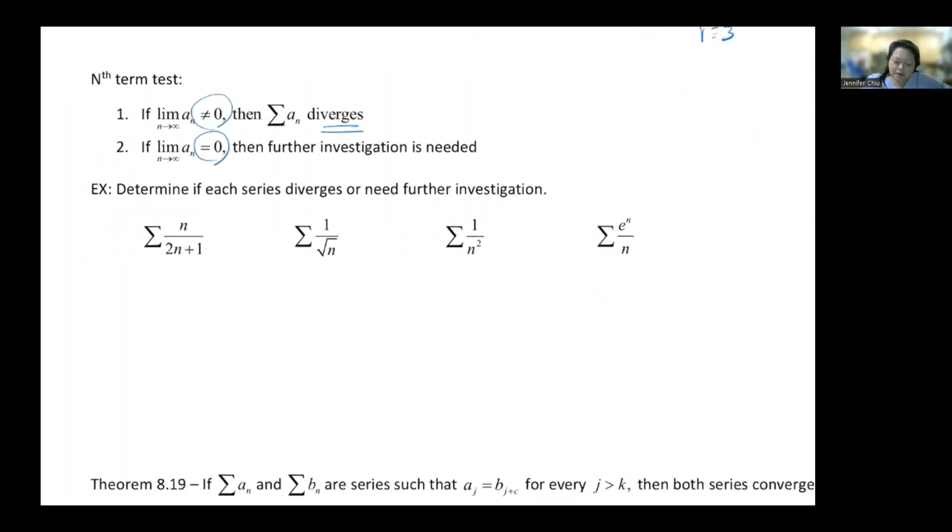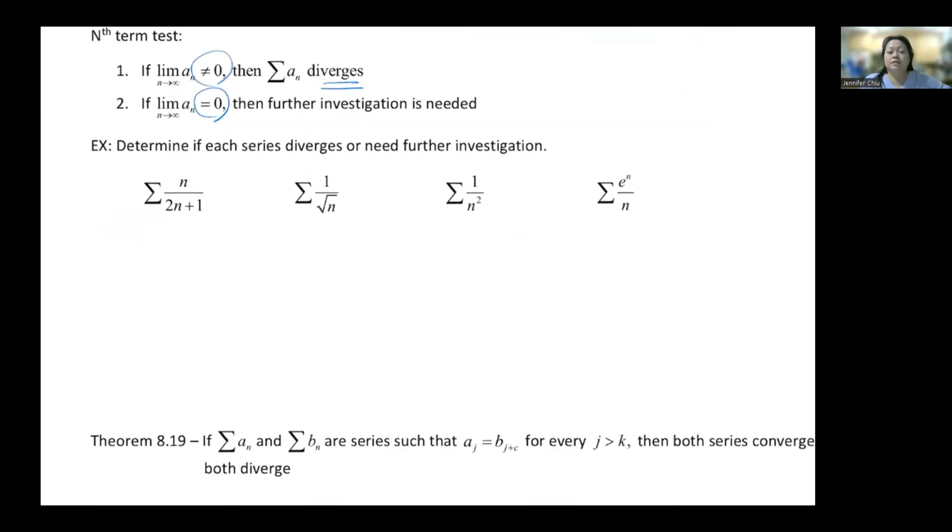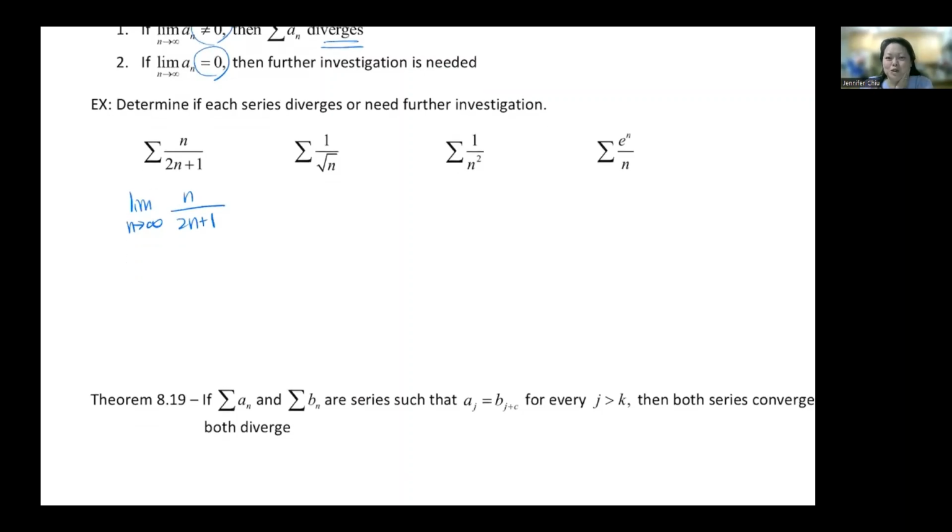Okay, so let's see. We're going to look at all these summations, all these series, and see if we can reach a nice conclusion here. You're going to treat the term, so the limit as n approaches infinity of n over 2n plus 1. You can look at this with the higher power rule for rational functions, or you can use L'Hopital's rule, up to you. It doesn't matter which one you choose. If you work on that, you see that the limit approaches 1/2. Because this is not equal to 0, this series will diverge.